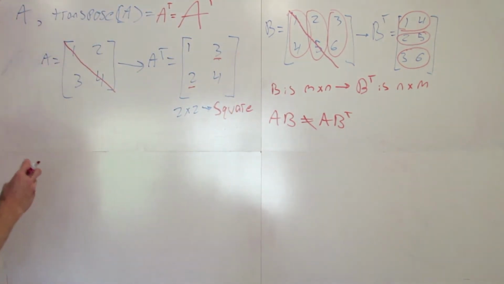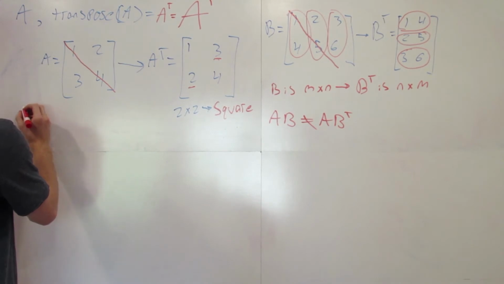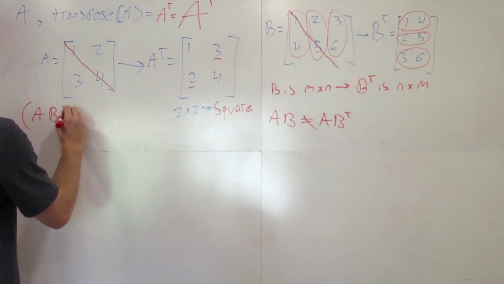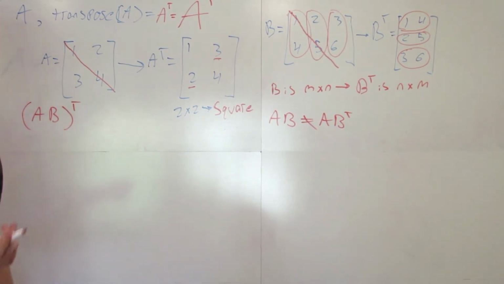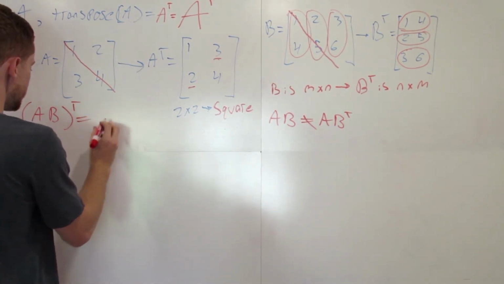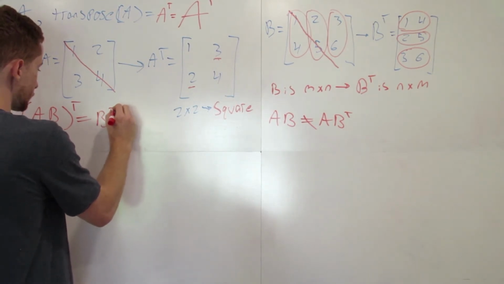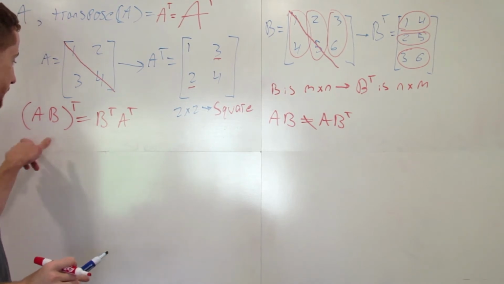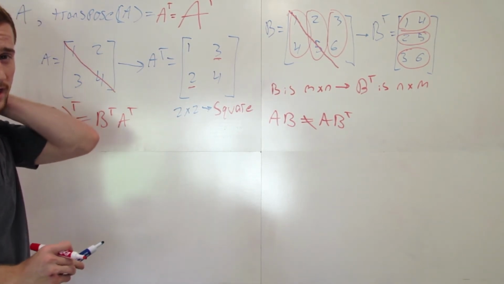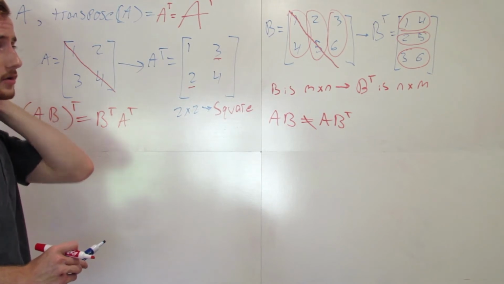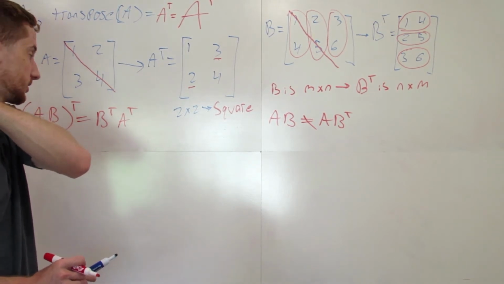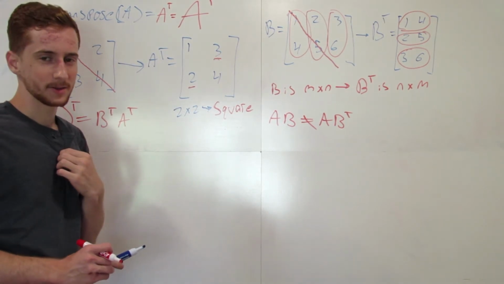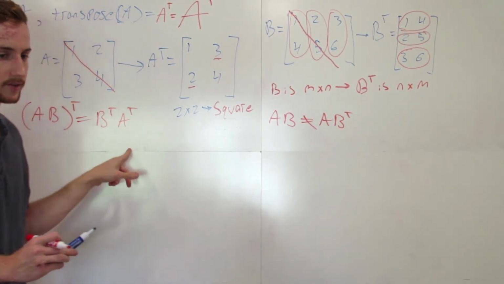But one thing that is true is that let's say you have (AB) transpose. So what's that equal to? That's actually going to be equal to B transpose A transpose. So this is an important property that we may or may not be using in our next derivation. We'll have to see. But this is something in my machine learning class, we use this property quite often.